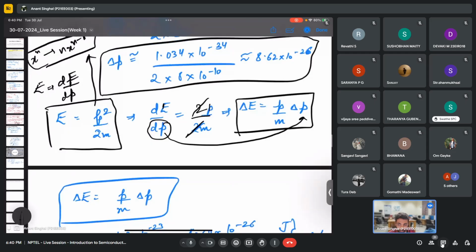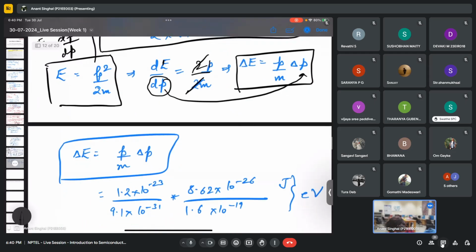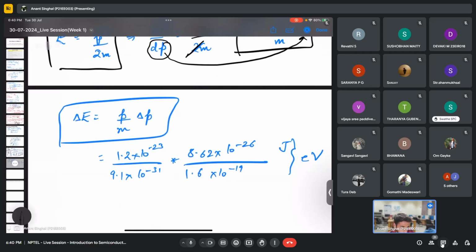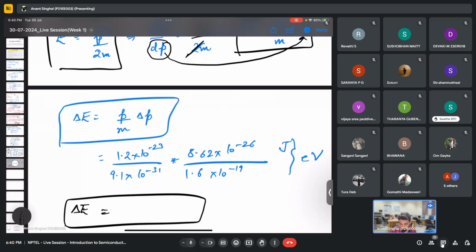So from here we'll be calculating the uncertainty in energy, which will be p by m times the uncertainty in momentum, and I've kept all the values. So maybe anyone can tell me what value we are getting. That will be the answer. I'll also try to calculate using my calculator, and you can also calculate.